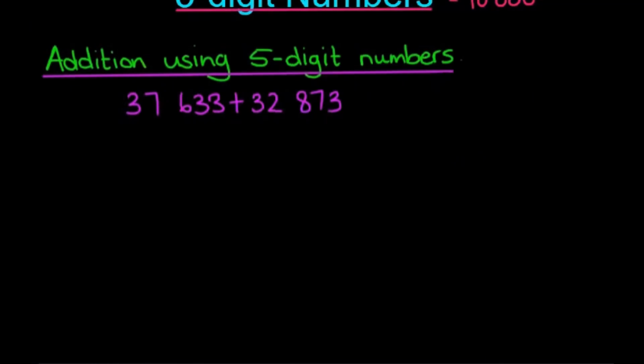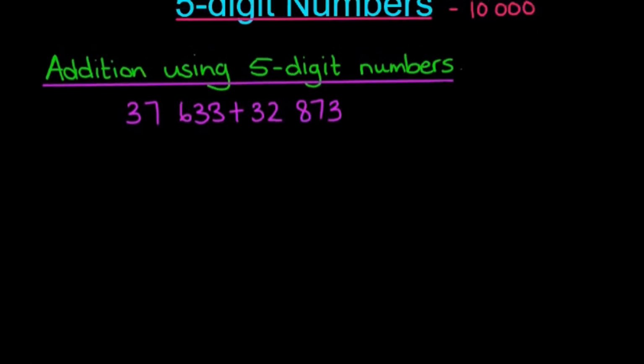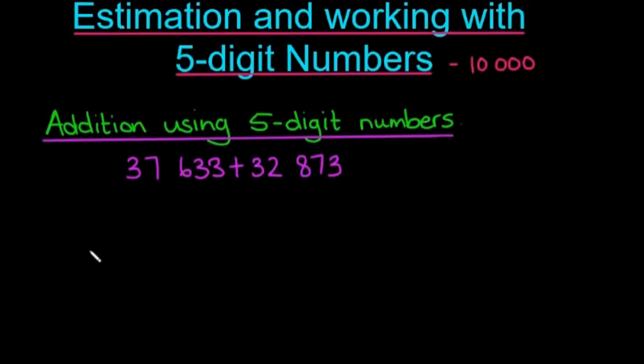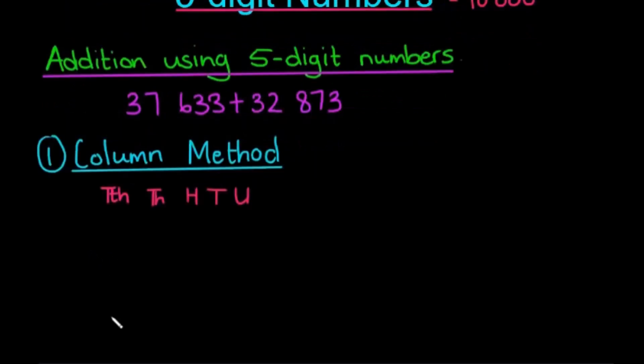So we're going to go into addition using 5-digit numbers. I'm going to introduce you to 3 different methods. Each method will be using the sum that we have on top, which is 37,633 plus 32,873. So the first method I'm going to be introducing is known as the column method.